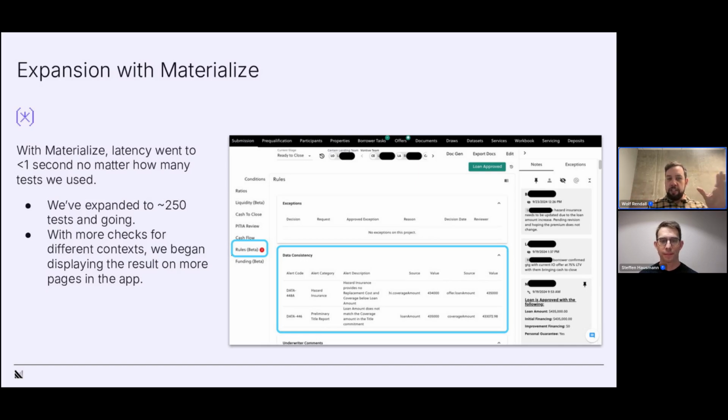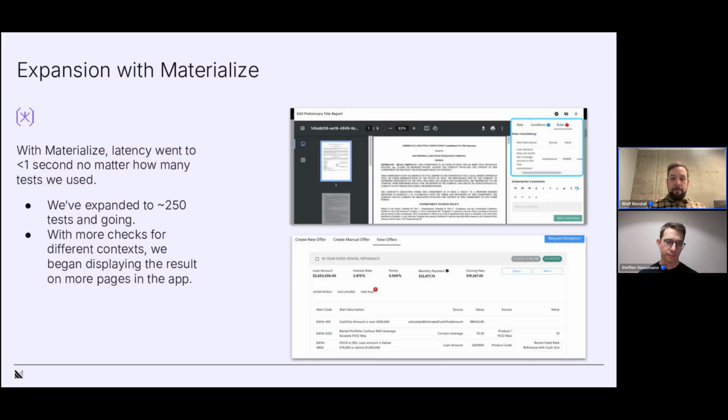So we used to just show the results of the rules engine right here on this rules tab within our workbook. I'm showing you here a screenshot of how our portal looks. But then with latency so low, we expanded it to having it on the offers page. So anybody who's reviewing an offer that they may have created for one of their borrowers now sees an alert when something's out of compliance.